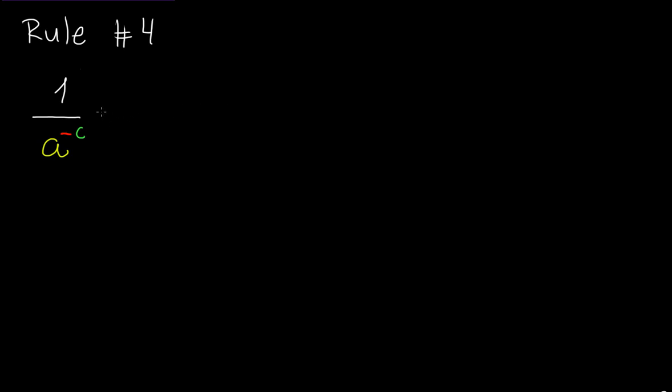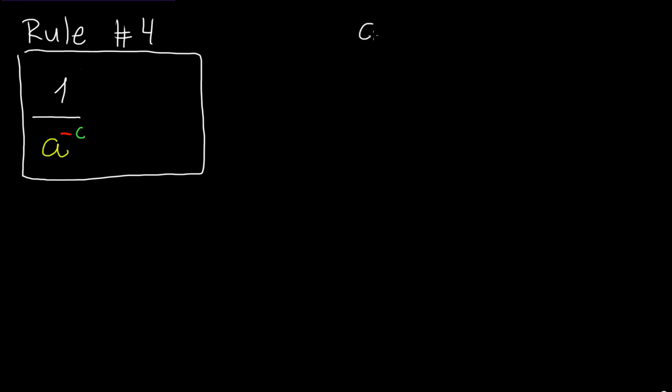Well, we know as a fact from the first rule. The first rule was that a to the minus b is the same as 1 over a to the b. This was the first rule. And I'm going to apply the first rule to our specific problem right here. The trick is that I can rewrite this using the negative exponent. Now, carefully watch what happens.